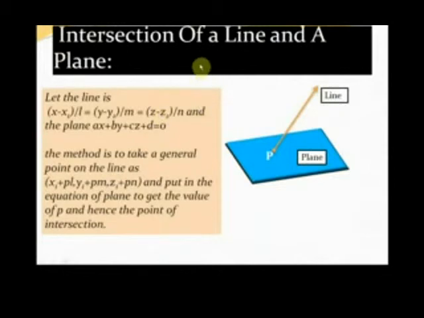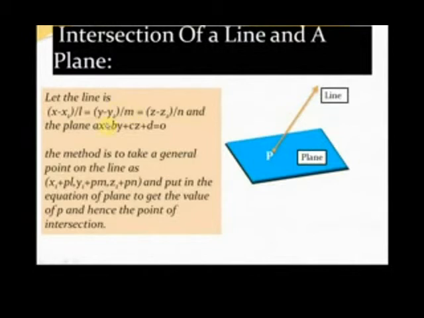The intersection of a line and a plane. Let us say that this is the plane and this is the line. Let this line intersect at a point P which lies on the plane. So, if we say that the equation of the line is given by (x minus x1)/l equal to (y minus y1)/m equal to (z minus z1)/n, and the equation of the plane is given by ax plus by plus cz plus t equal to 0, then the method is to take a general point on the line as x1 plus pl, y1 plus pm and z1 plus pn. Let us say that this is equal to P.